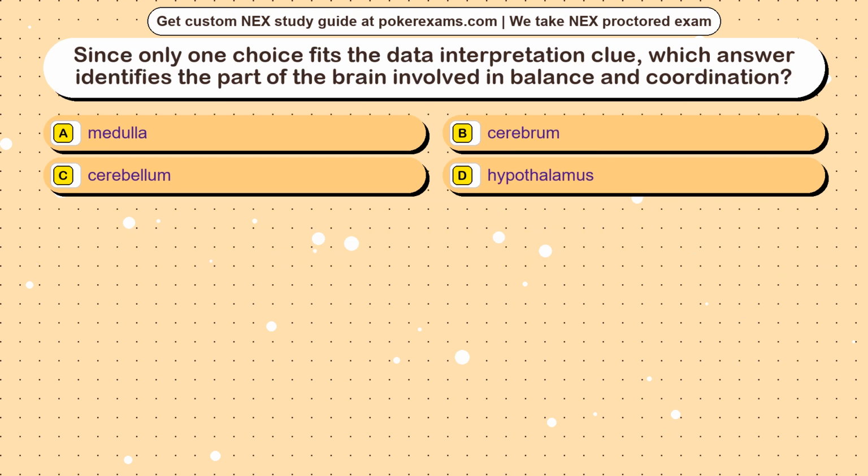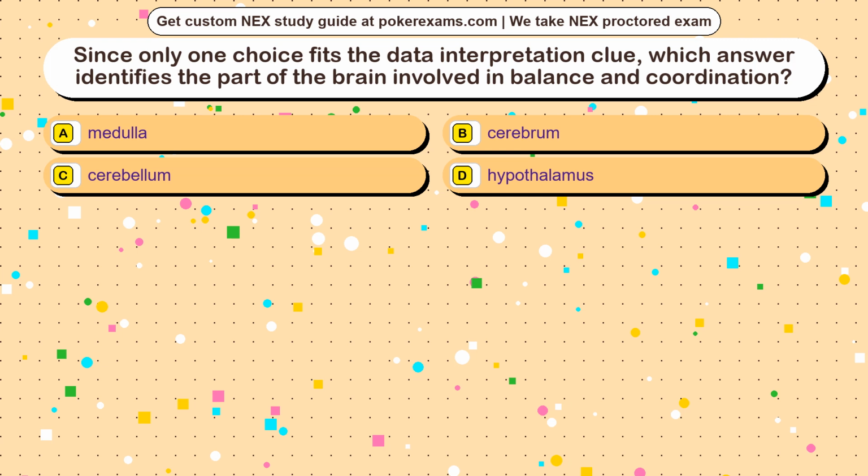Question 21. Since only one choice fits the data interpretation clue, which answer identifies the part of the brain involved in balance and coordination? Option A, medulla. Option B, a cerebrum. Option C, a cerebellum. Option D, hypothalamus.